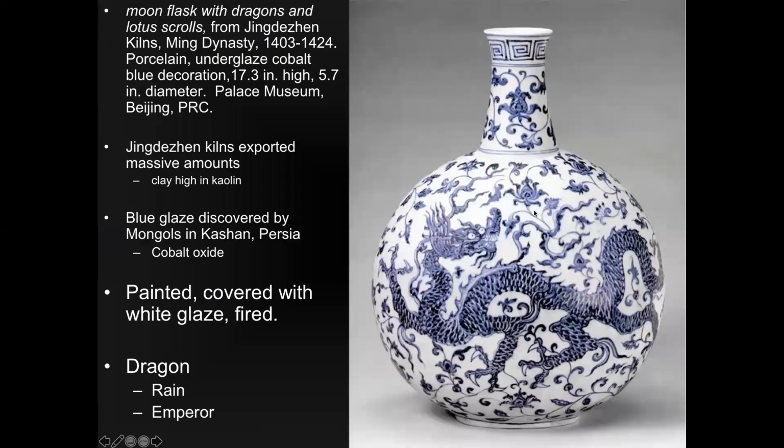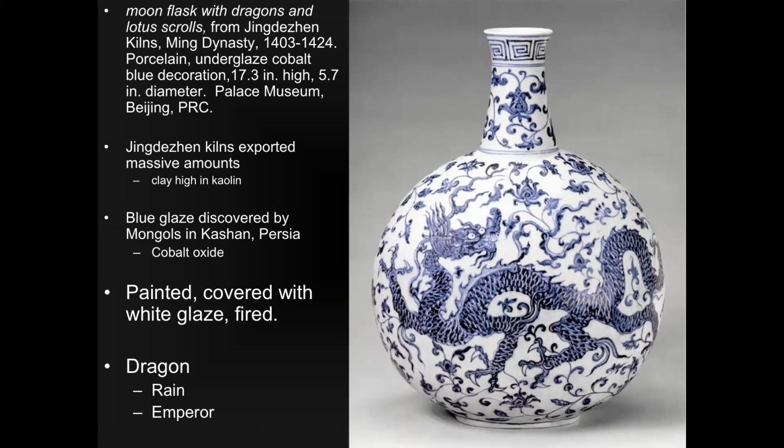So probably the most famous style and medium that developed during this time were these vases that were made out of white porcelain with these blue slips. So they're made in what's called the Jingdezhen kilns. And a lot of these pieces were exported in massive amounts. The clay is high in kaolin, so you can get that beautiful, very, very white color. Kaolin is also used in ancient Egypt.